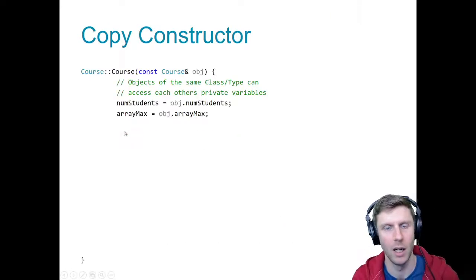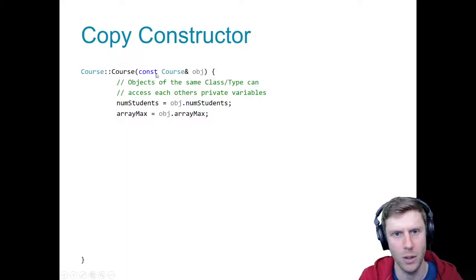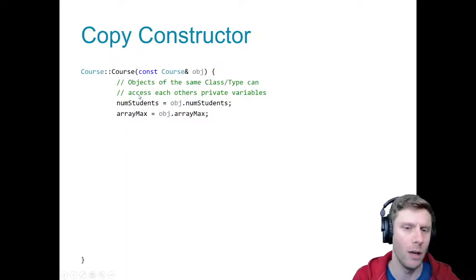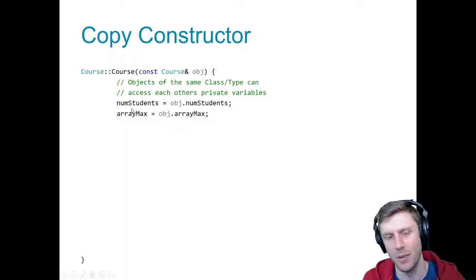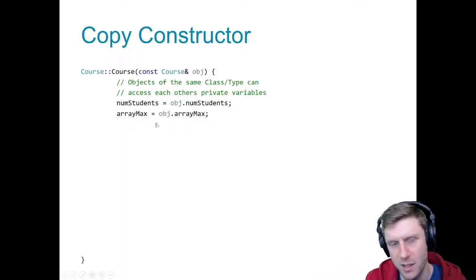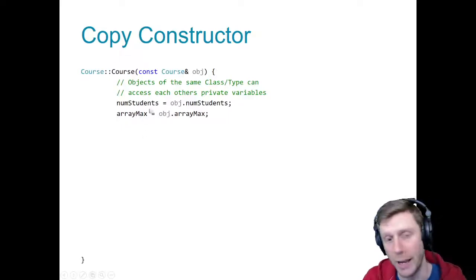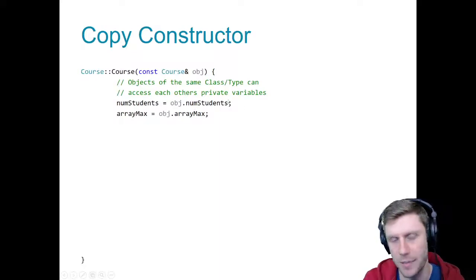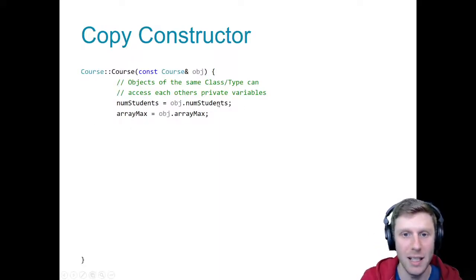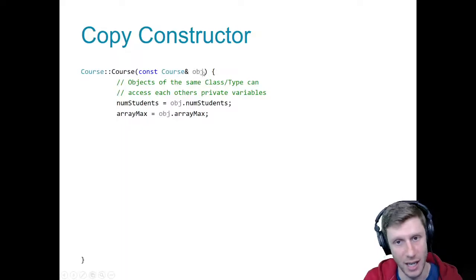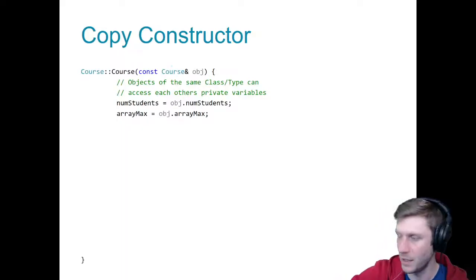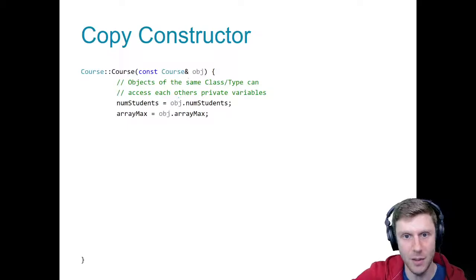So we start, we write course, blah, blah, blah, open squigglies. There are 2 attributes that this class has that are very simple. They're just like integers, right? The number of students and the maximum array size, or array max. So all I'm going to say is, okay, my num students is equal to the object's number of students. So basically, get the number of students that this one has, and then also get the number that represents the array max and put it here too.